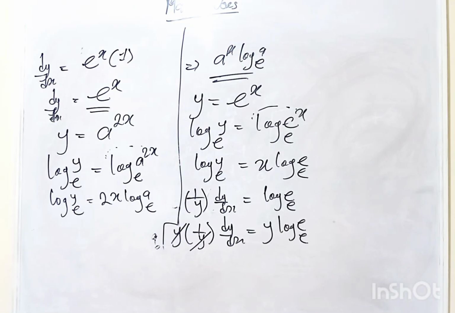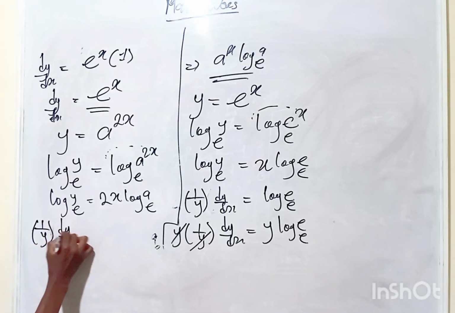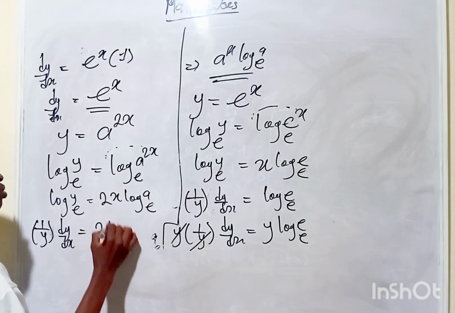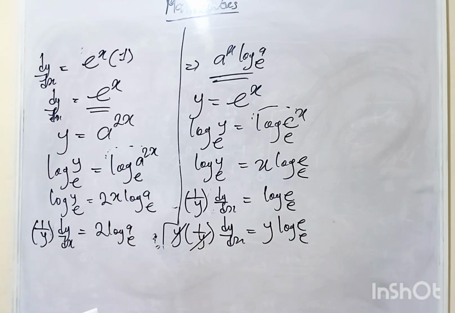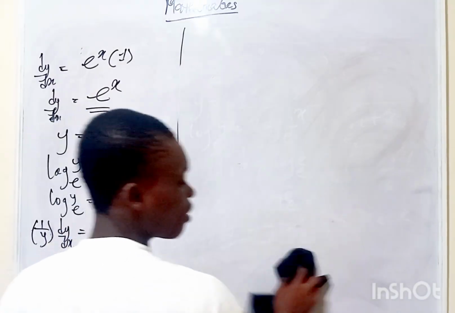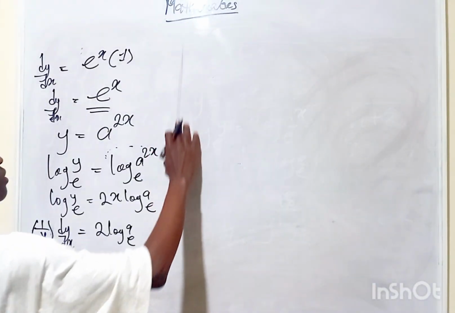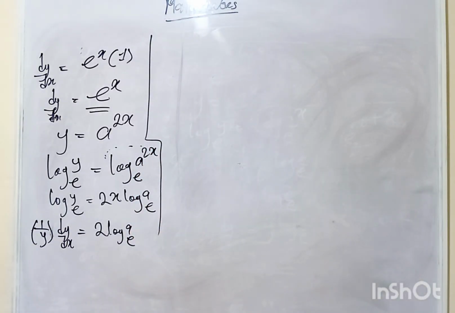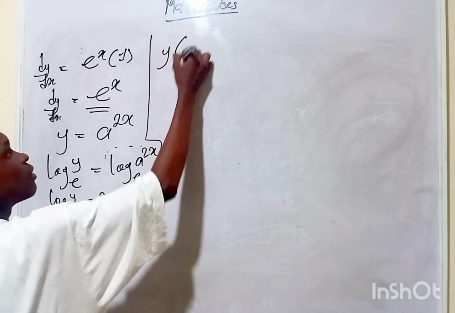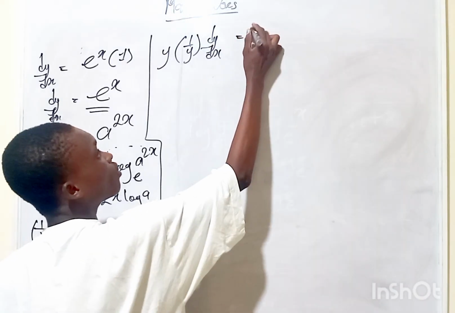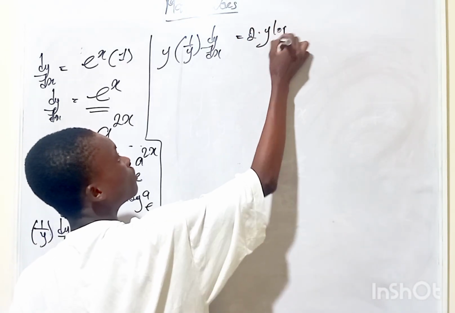All right, let's go. From here, if we differentiate this, we have 1 over y, then dy over dx. When you differentiate, you add dy dx. So if we differentiate this, we have 2 log a base e. We can multiply y to both sides. If we multiply y to both sides, we have y multiplied by 1 over y, then multiplied by dy dx equals 2 multiplied by y log a base e.